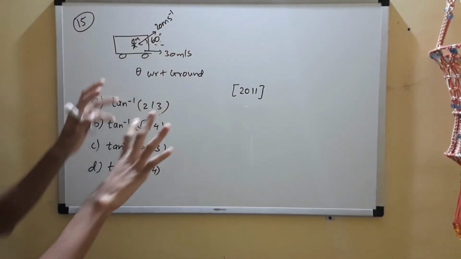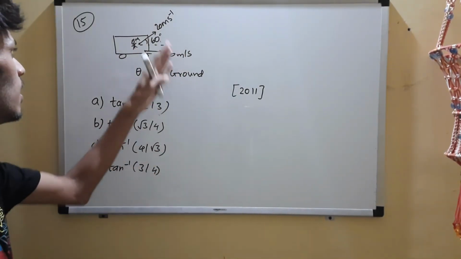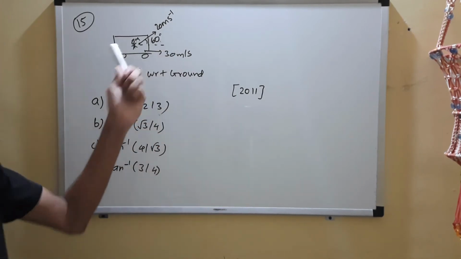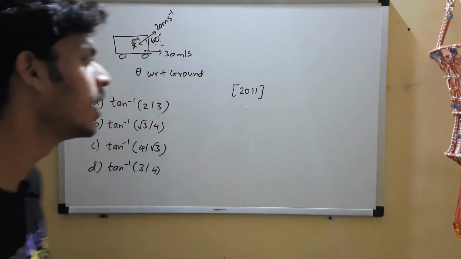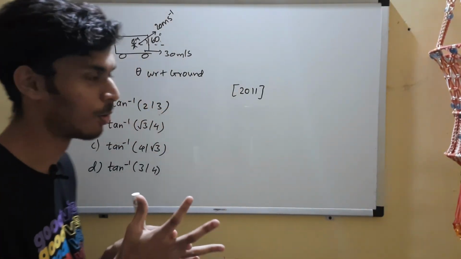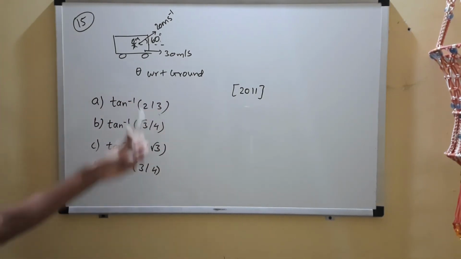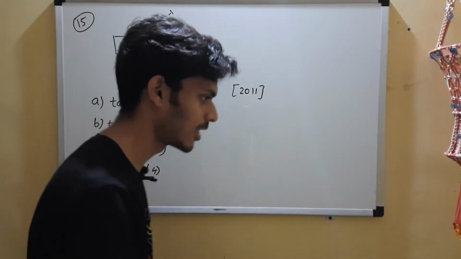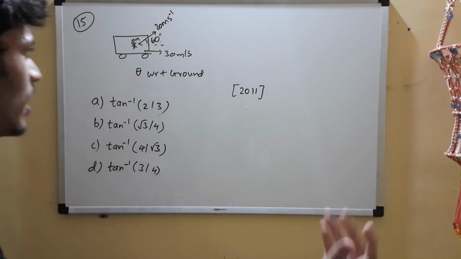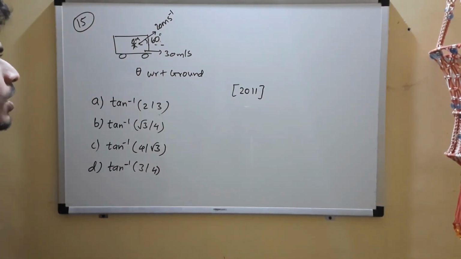He throws a projectile at an angle of 60 degrees with a speed of 20 meters per second. Now this 60 degrees is with respect to him, right? With respect to M, this 60 degrees is not the angle with respect to ground. You are asked for theta with respect to ground. What will be the angle of projection as seen by an observer who is on the ground? Of course it will change. So let's do it.